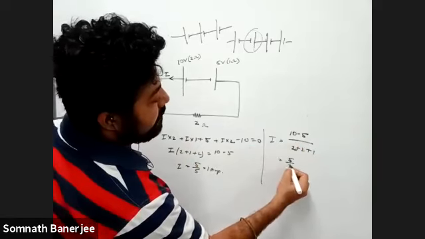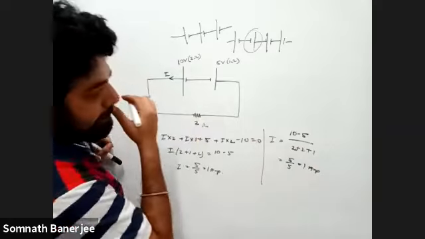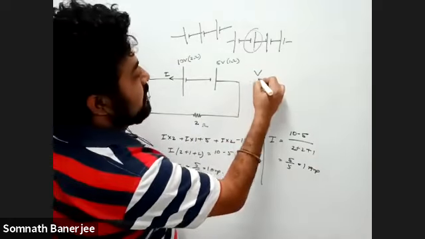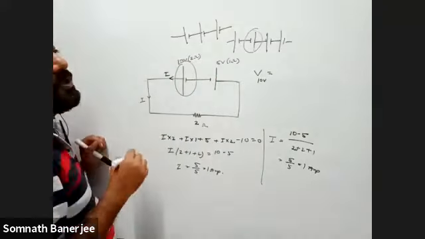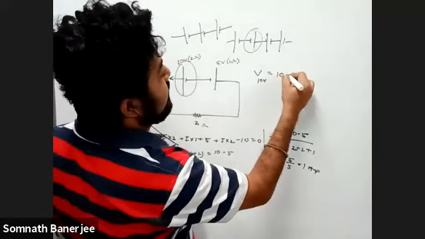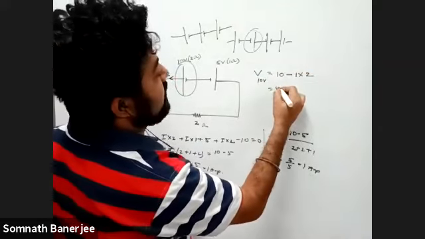So 5 by 5, that is 1 ampere. So now you get the 1 ampere. So what is the terminal voltage of the 10 volt cell? See, from this one, current is moving out. So it is the discharging case. 10 minus current, 1 ampere, into internal resistance 2, that is 8 volt.